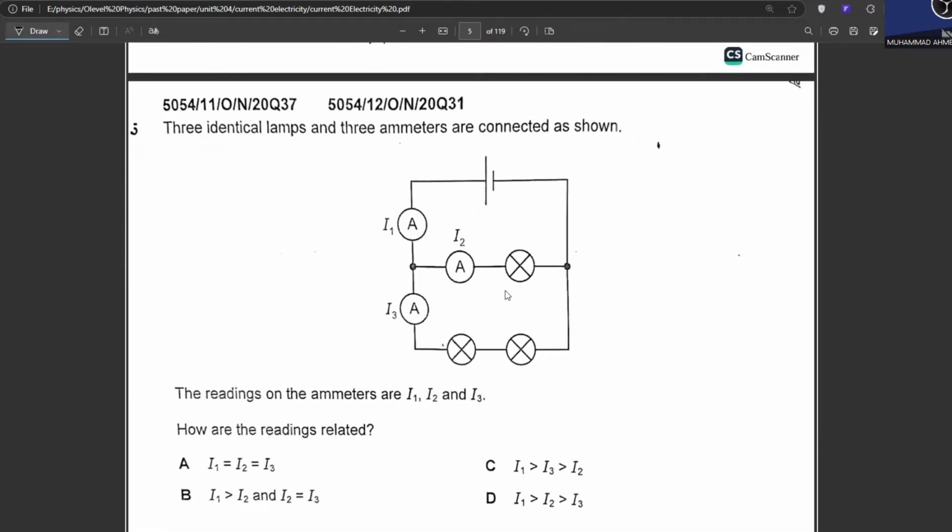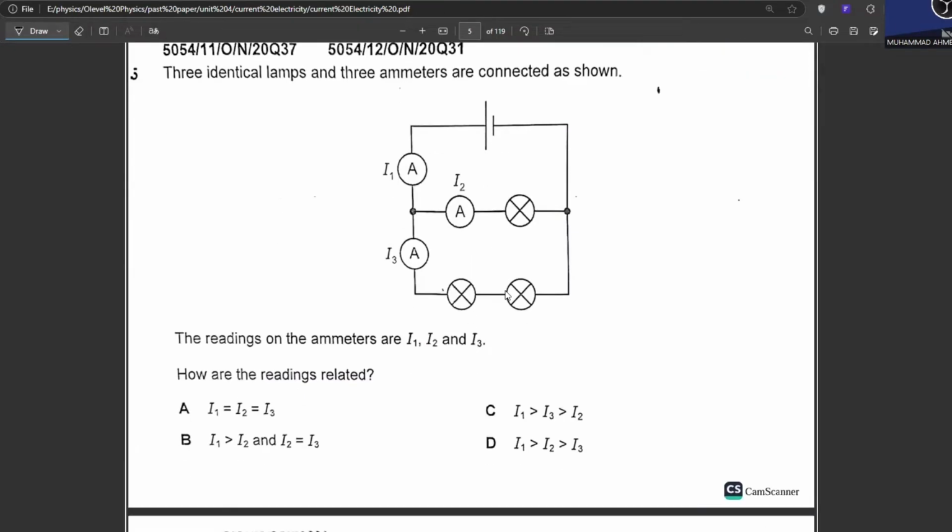Three identical lamps and three ammeters are connected as shown. The readings on the ammeters are I1, I2, and I3. How are the readings related?